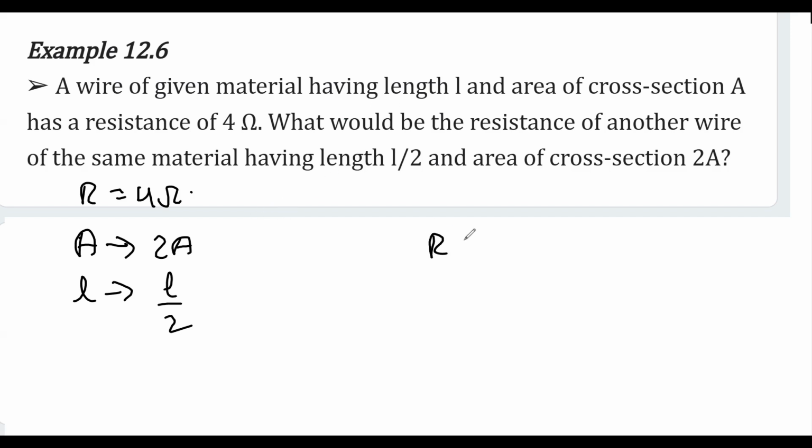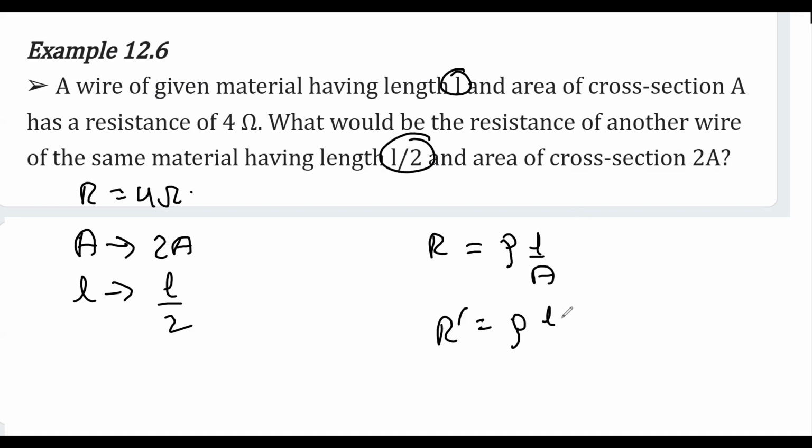So what we know here is that R is equal to rho L over A. Here rho is the constant of proportionality. So for the new resistance, the rho is not going to change as the material is not changed.